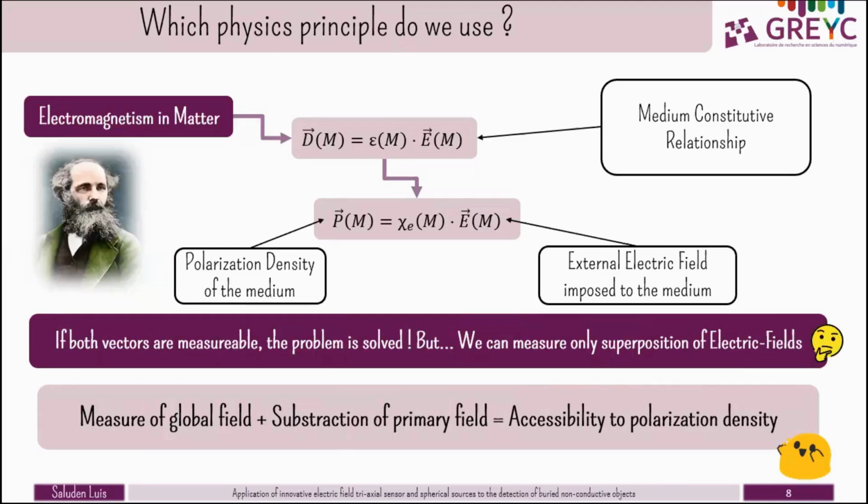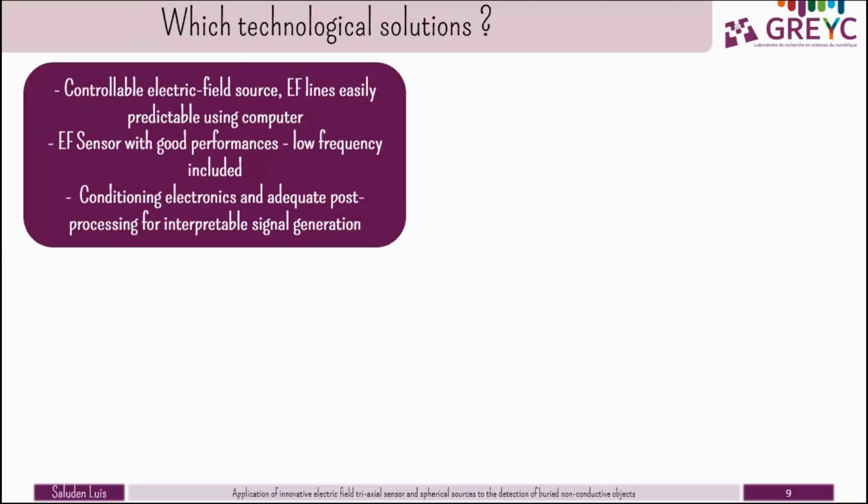But we can only measure superposition of electric fields. So we have to think a bit more. We have access to the measure of global field, and we have to subtract the information of the primary field that we will actually create to have access to this polarization density, and then we get back to the dielectric permittivity.